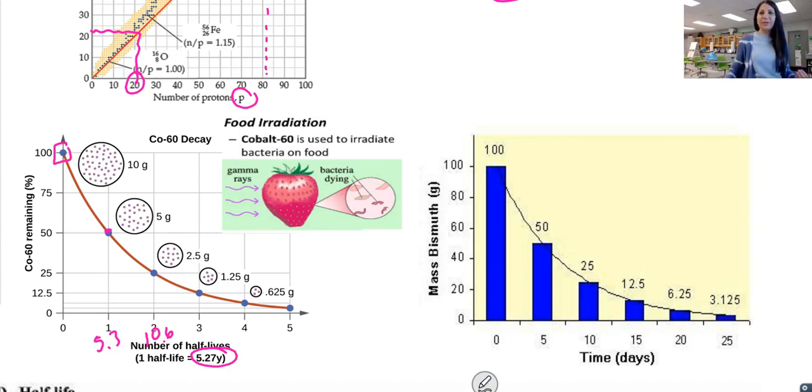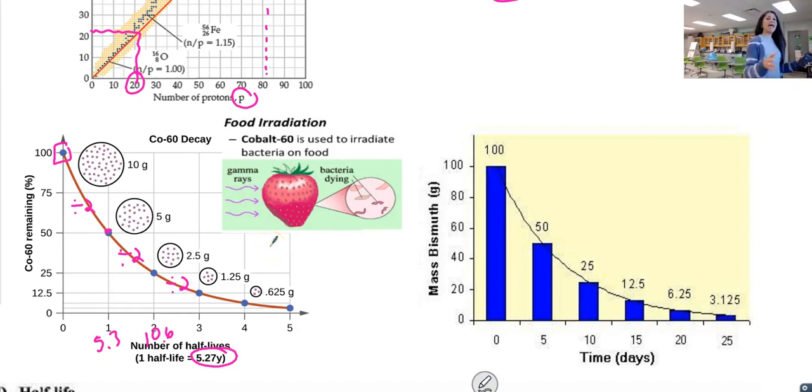The misconception that people will have is, well, after another 5.3 years, I have 0, because I started with 100 and it went to 50, and now if I subtract another 50, I'm going to get 0. Wrong. You have to divide it by 2 again. Okay, so every half-life, it divides by 2. Every half-life, divided by 2. Another half-life, divided by 2. Another half-life, divided by 2.